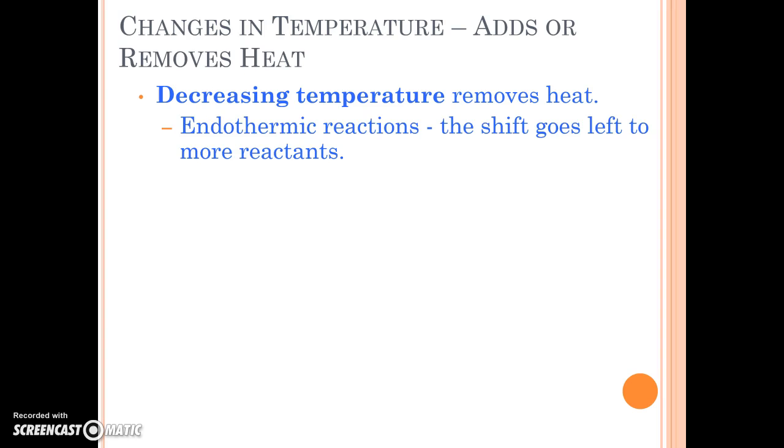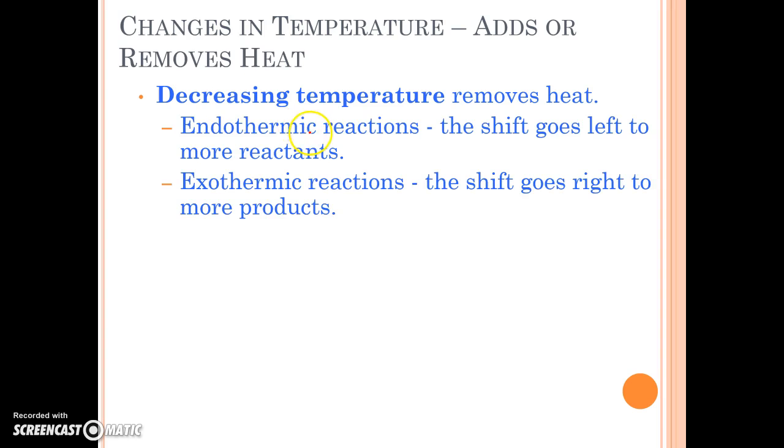Changing temperature is a little bit more complex because we have to think about several things. If you decrease the temperature and it's endothermic, you're decreasing a reactant, so the shift goes to the left, to the reactant side. If you decrease the temperature and it's exothermic, you're removing heat from the system and you're pulling off product, which forces the reaction to make even more product.